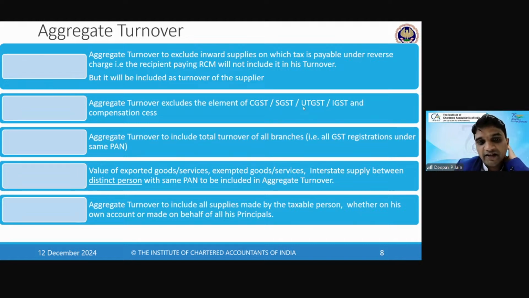And then aggregate turnover includes all supplies made by a taxable person, whether on his own account or made on behalf of all his principals. So whenever an agent does any turnover, that turnover will be included. Even if he's making supplies on behalf of his principal, that will be included. So that is the part on aggregate turnover.